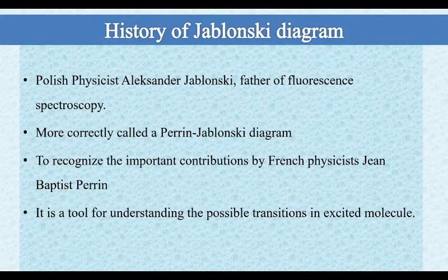First of all, this diagram was drawn by a Polish physicist, Alexander Jablonski, who is called the father of fluorescence spectroscopy. Nowadays, it is more correctly called the Perrin-Jablonski diagram, because a French physicist, Jean-Baptiste Perrin, contributed a lot of points and modified it.